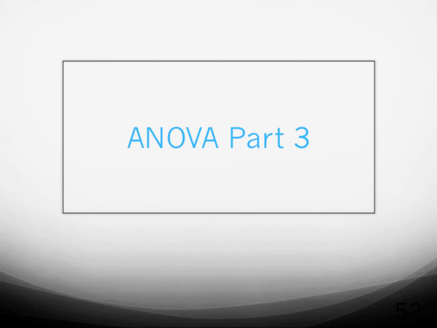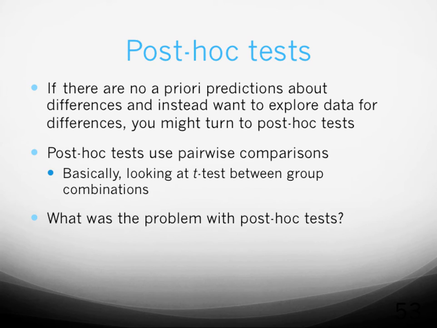And now we go to part 3 of ANOVA. In this portion, we're going to be talking about post hoc tests. And so post hoc tests are used to determine which groups have significant differences between them.